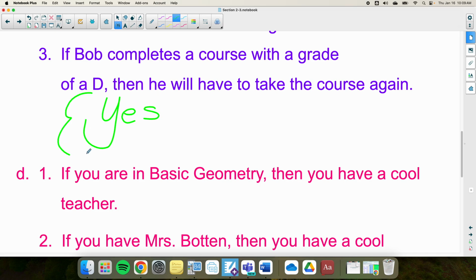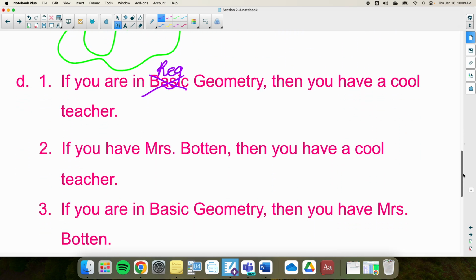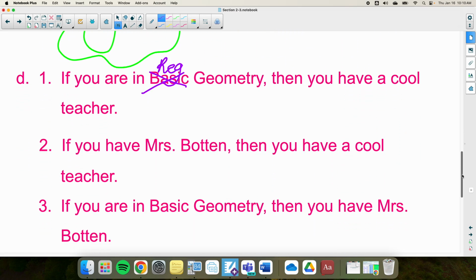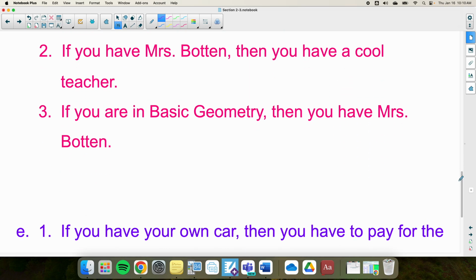Then our next one here says, if you are in, this should be regular geometry, then you have a cool teacher. If you have Mrs. Botten, then you have a cool teacher. Is that in the right order? No. Because isn't it that these two are the same, right? So this one is not correct. So we're just gonna say no.